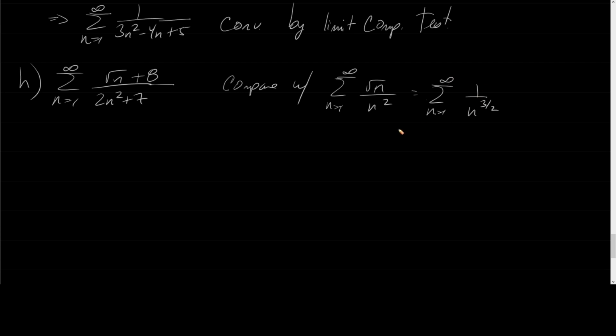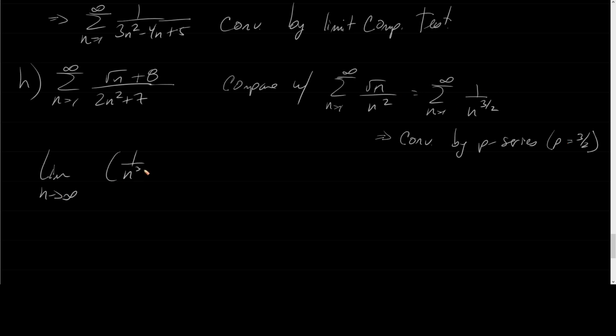right? And this converges by p-series, where p is, in this case, 3/2. And 3/2 is bigger than 1, so it definitely converges by p-series here. So now, let's take the limit of the ratio of these two. So the limit as n goes to infinity, and I'll take 1 over n to the 3/2 over radical n plus 8 over 2n squared plus 7, right? And at this point, what does that give us?